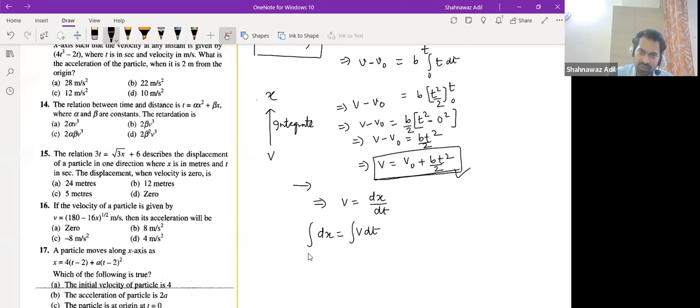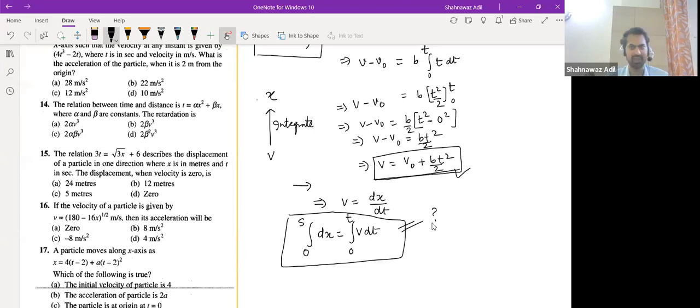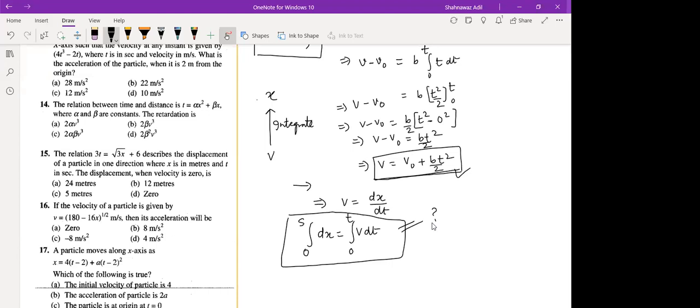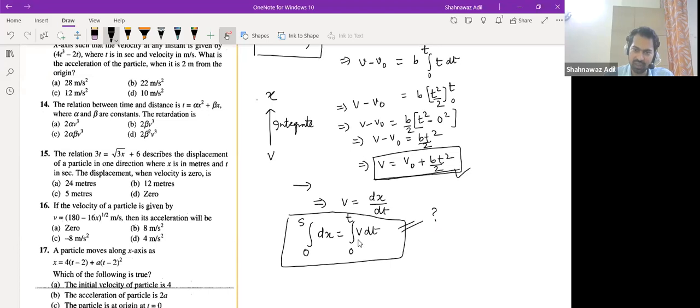So the position is from 0 to s, some distance, and then time is from 0 to t. So you guys quickly calculate this integral and tell me the answer. Half part I have done, and you guys have promised that 50% is my part and 50% is your effort. So you calculate and tell what you get. And remember the value of v, put the value, integrate, and then tell.